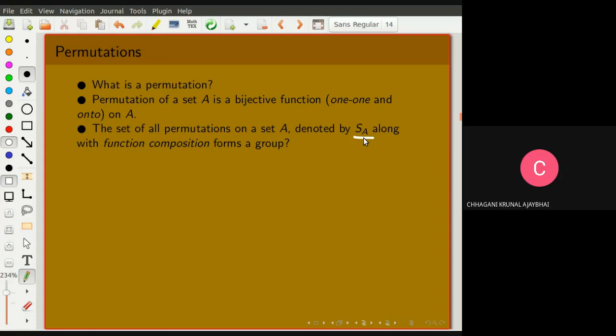Check all 4 properties. So let's take them one by one. First property, closure or identity, whatever. Which one do you want? Closure.